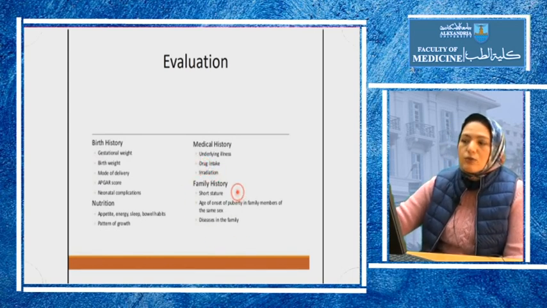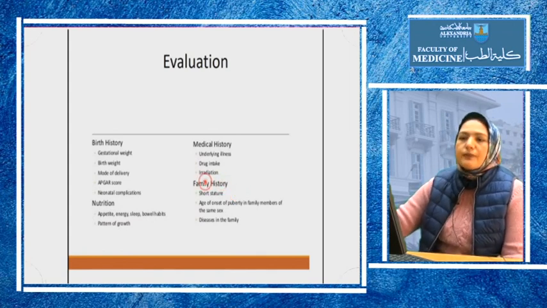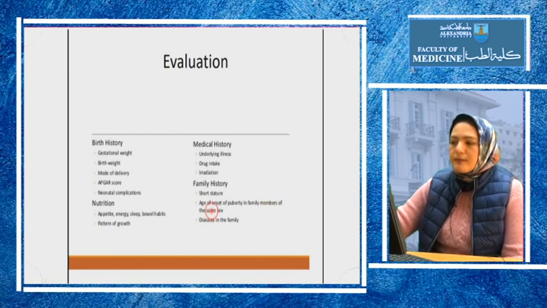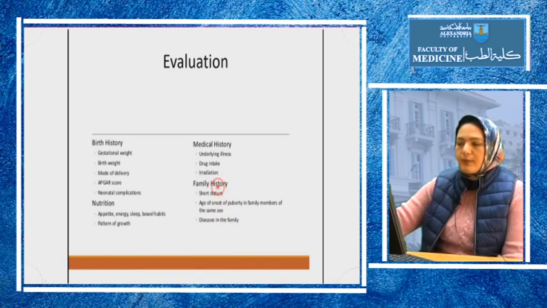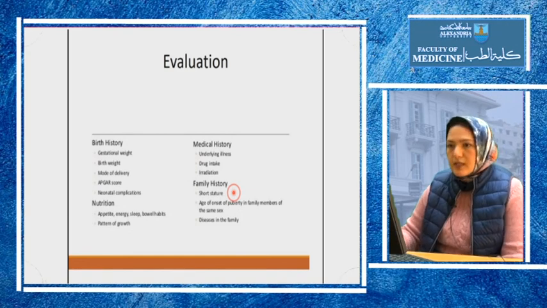Finally, the family history, as we mentioned before, that constitutional and familial short stature are familial diseases, and they have a positive family history of short stature or delayed puberty of one of the family members or parents. And definitely you have to ask about any other diseases in the family to exclude genetic causes of short stature.